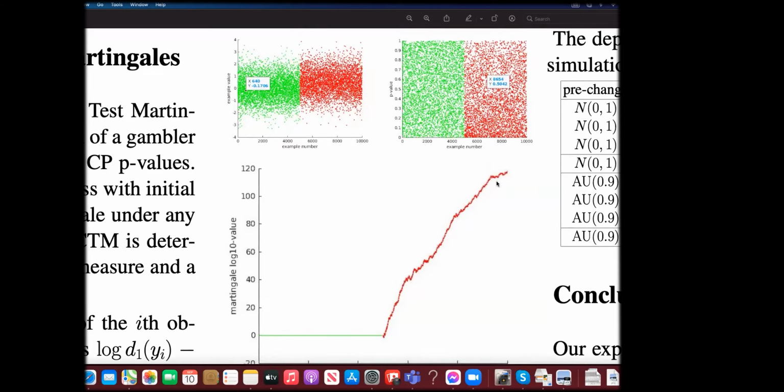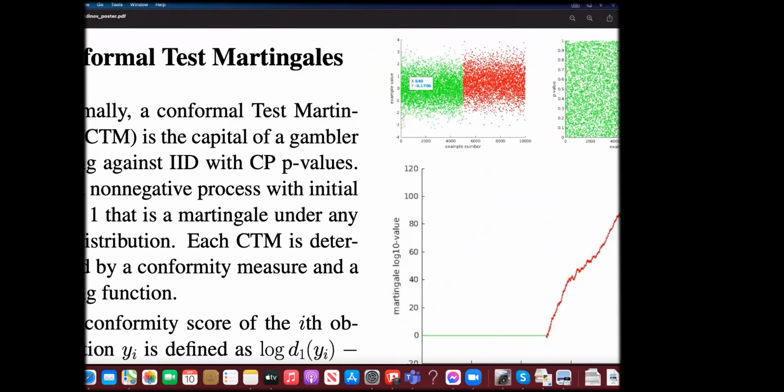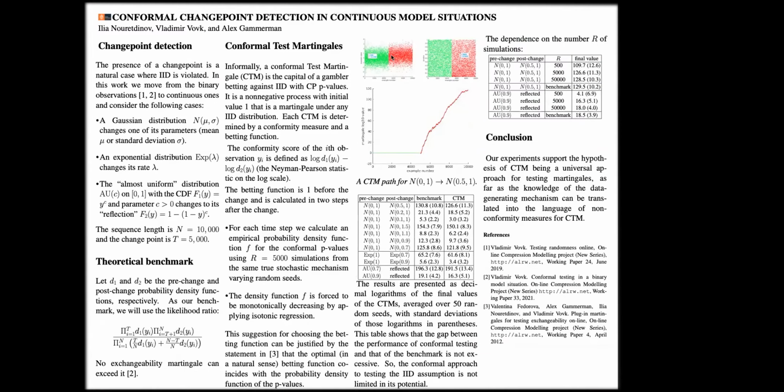This is the scheme of the conformal testing martingale, and in this particular work, we assume that the whole information about the data generation mechanism is available. It is open. So we know where the change point is, what was before and what is after. And all this information is open and can be used for constructing the conformal testing martingales. You may ask why we're doing this, because this makes the task very easy for the conformal testing martingales. For example, before the change point, we can refuse to play because we know that there is nothing to catch. And this is why the martingale doesn't lose anything before the change point.